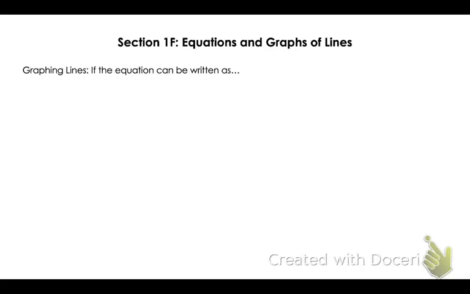Okay, so third video in section 1F, we're going to be talking about graphing lines. We're just going to take what we learned about finding the equation of a line and sort of work backwards. If you have an equation that can be written as y equals a number, remember we're using y equals b, so if it can be rewritten somehow to be y equals 5 or something like that, there's only a y in the equation, then the line is horizontal.